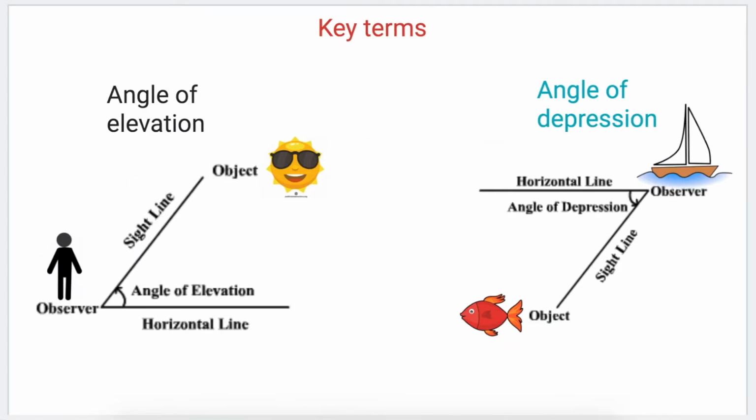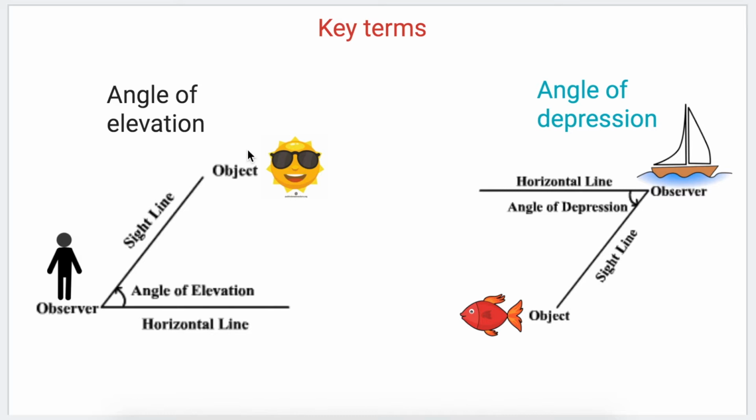Before we start looking at examples, let's go through two important key terms that appear in word problems involving trigonometry. The first key term is angle of elevation and the second one is angle of depression. Angle of elevation is the angle that is formed when you move your sight line from a horizontal line and go upwards until you see the object.